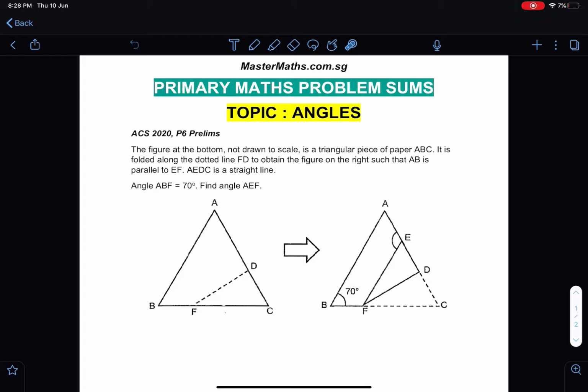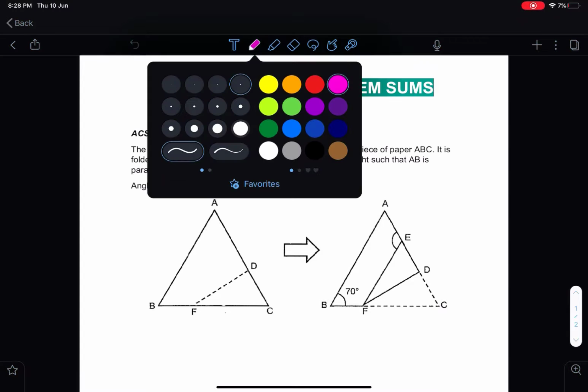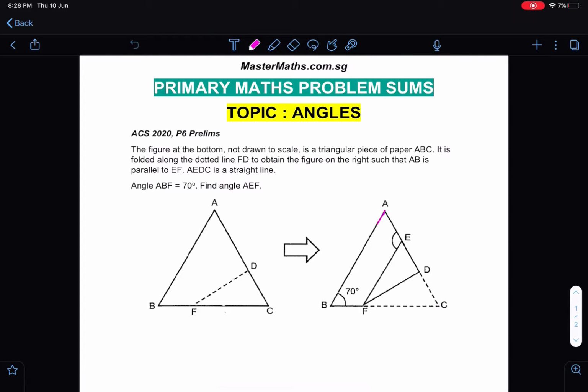It's folded along the line FD to obtain the figure on the right such that AB is parallel to EF. So AB, which is this pink line here, is parallel to EF, this other pink line right here. You are also given that AEDC is a straight line, this line here. Angle ABF is 70 degrees. Find angle AEF, which is this blue angle right here.